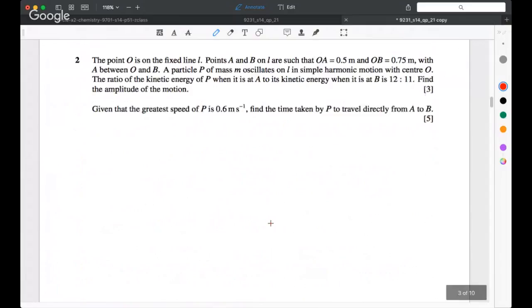Question 2. The point O is on the fixed line L. Points A and B on L are such that OA equals 0.5 meter and OB equals 0.75 meter, with A between O and B. So let's try to draw a graph. O here, OA is 0.5, and then we have OB, which is 0.75.